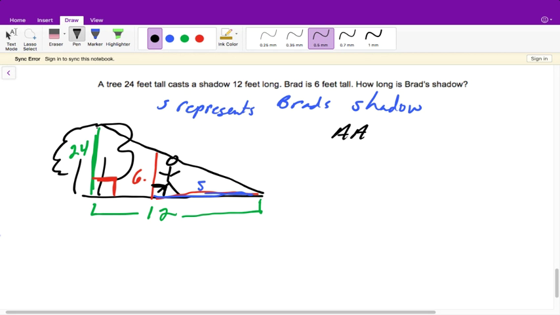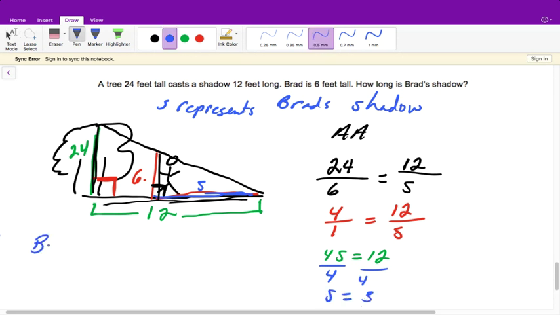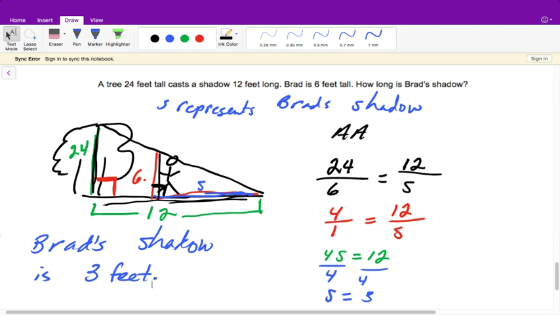So I'm going to now just make sure I do the corresponding part. So the height of the tree, 24, over the height of Brad, 6, is then going to be equal, since the tree was in our numerator, the shadow of the tree needs to be in the numerator as well, over the shadow of Brad. So now we can go ahead and simplify. 24 over 6 reduces to 4 over 1. We can then go ahead and cross multiply. So 4s is then equal to 12. We can then divide by 4. And his shadow is equal to 3. So Brad's shadow is 3 feet. All right, that is it for this video. And that's it for this chapter.